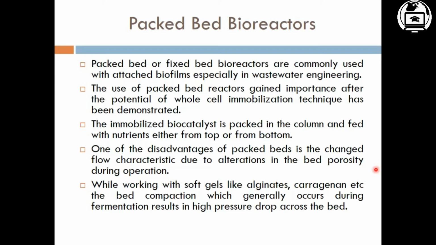So while working with soft gels like alginates and carrageenan, the bed compaction, which generally occurs during fermentation, results in high pressure drop across the bed. Now, since they are soft gels, whether you are adding nutrient from the top side or down bottom side, it doesn't matter. When a certain part of the column gets compact with each other, the pressure in that region becomes higher. Okay, and due to this reason, there's a problem with the packed bed bioreactor.